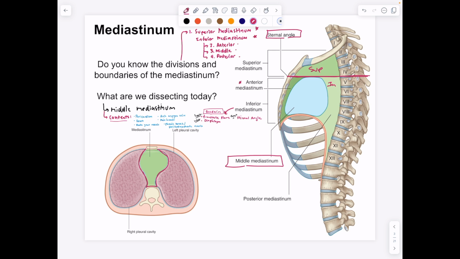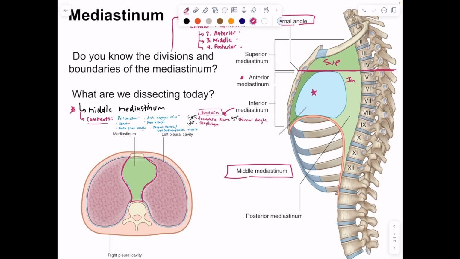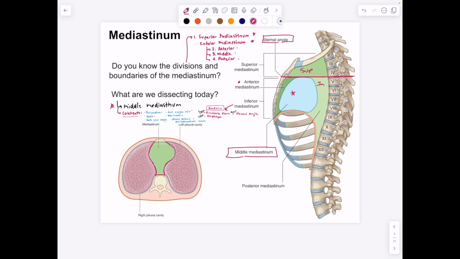For the purposes of this lab, we're concerned with the middle mediastinum, given that this section is going to house the heart and the sac that goes over the heart. It'll have the roots of the great vessels, the arch of the azygos vein, which we know is where a lot of the intercostal veins drain into, the main bronchi for breathing, and then the phrenic nerves and the pericardiacophrenic vessels. All right, so looking at the middle mediastinum, we have an inferior border of the diaphragm. The superior border is the transverse line you can draw from the sternal angle, and then we're going to be looking at the pericardial sac.